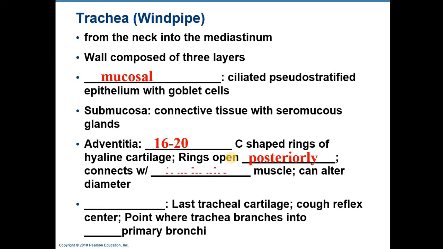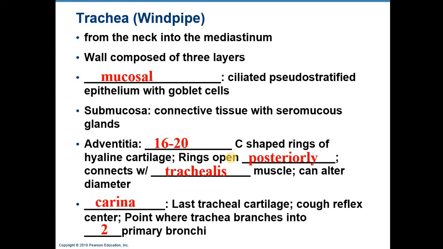Next, we have the trachea. The trachea is also known as the windpipe. It's blocked by the epiglottis during swallowing. Its wall is composed of 3 layers: mucosa; submucosa, which is connective tissue with seromucous glands; and adventitia, another layer making it up. And it is made up of the rings that I said you would see when you're always trying to identify the trachea. Look for those rings. So the adventitia rings are what you're looking at.